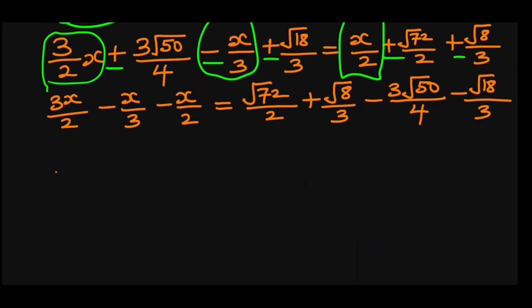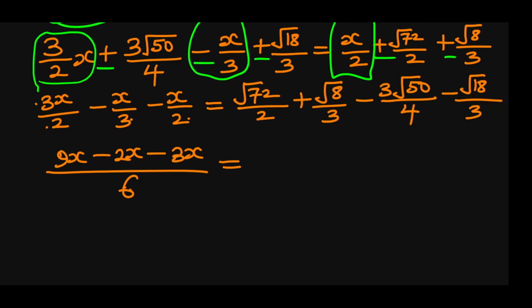On this side, we find the LCM of 2, 3, and 2. So the LCM is 6. 6 divided by 2 is 3. 3 times 3x is 9x. Minus 6 divided by 3 is 2. 2 times x is 2x. Minus 6 divided by 2 is 3. 3 times x is 3x.